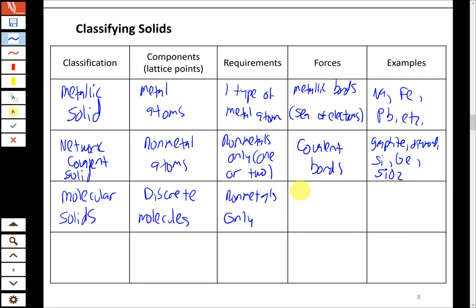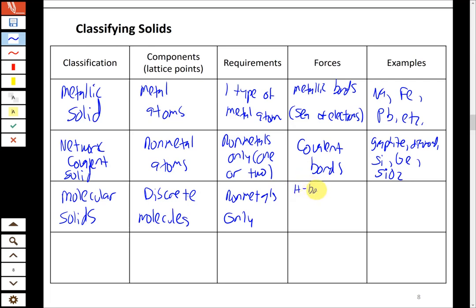And so the forces for these would be, you have the individual molecules that are held together by bonds, of course, but the forces that hold them together in the solid are just going to be the intermolecular forces between the molecules. So for example, when you have water that freezes into ice, you have H2O molecules, and those molecules are going to be held together into a regular lattice by hydrogen bonding primarily between the oxygen and hydrogens in the adjacent molecules.